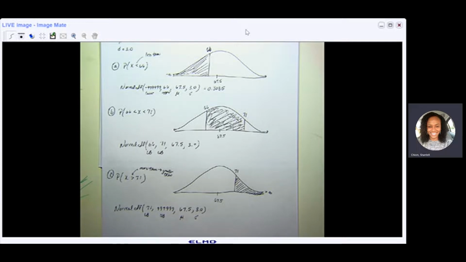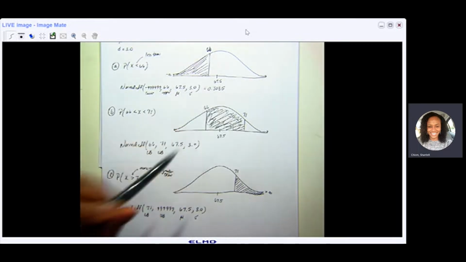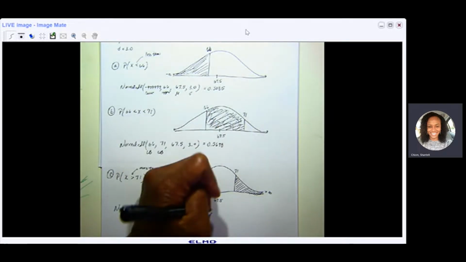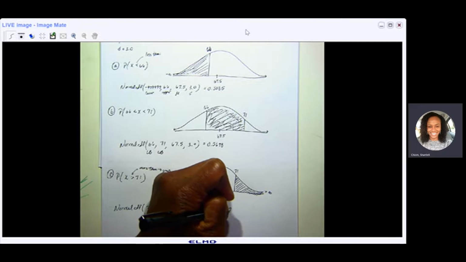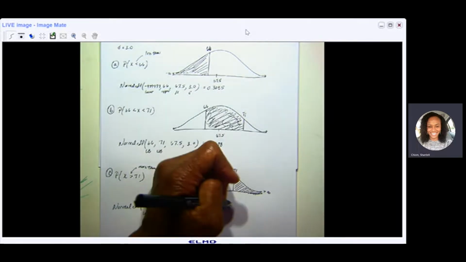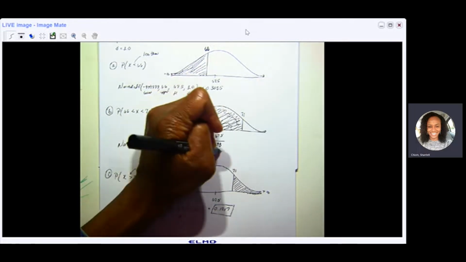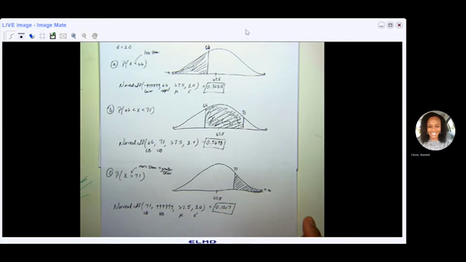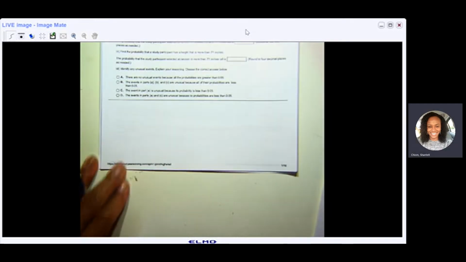For Part B, we already got the answer for Part A. The answer for Part B was 0.5698, and for Part C, 0.1217. And because all of your probabilities are greater than 0.05, none of these events are considered unusual. They're all greater than 5%. So none are considered unusual. I think because number 3, they ask you.